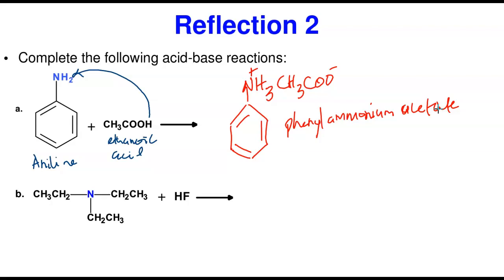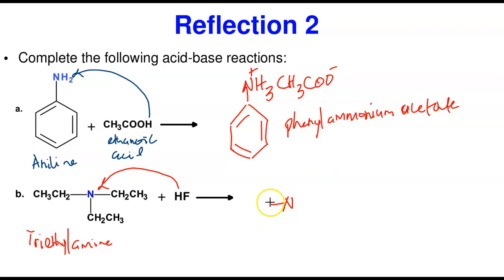The same thing happens here. This is triethylamine. Triethylamine is a tertiary amine, because there's ethyl here, ethyl. So what's going to happen? This hydrogen will go and connect here. Again, you're going to have this. So you're going to have CH.